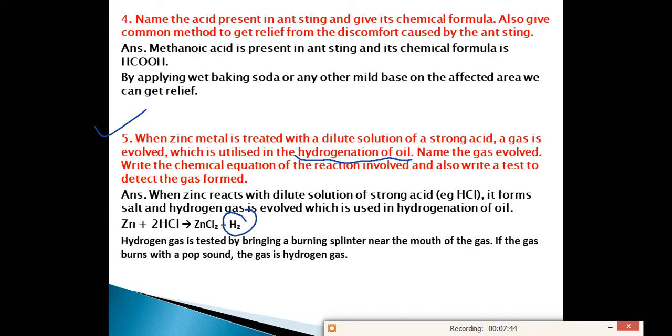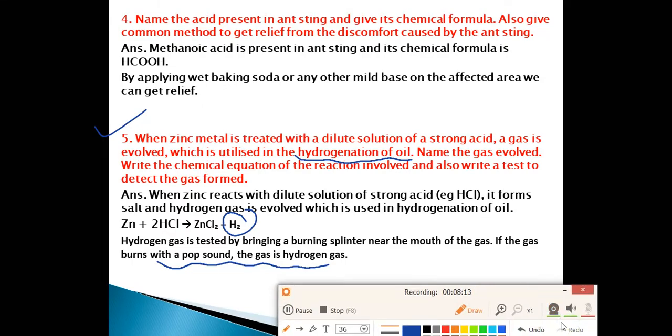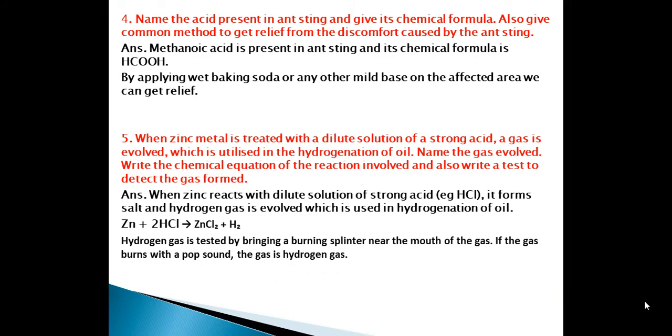Now how can we detect that the gas is hydrogen? Suppose you have collected the gas in a tube. You have to bring a burning splinter near the mouth of the gas. If the gas burns with a pop sound, then we can say that the given gas is hydrogen gas. So remember, whenever a metal reacts with an acid, hydrogen gas is always evolved, and we can test for its presence by bringing a burning candle or splinter near the gas. If it burns with a pop sound, the gas is hydrogen.